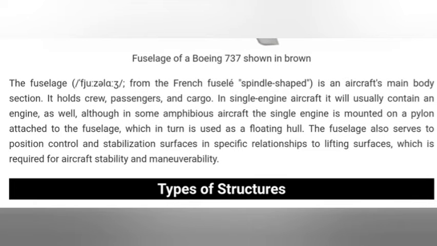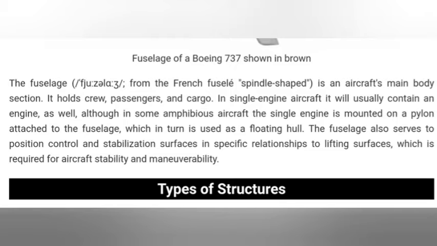The fuselage, from the French fuselier, spindle shaped, is an aircraft's main body section. It holds crew, passengers, and cargo. In single engine aircraft, it will usually contain an engine as well, although in some amphibious aircraft, the single engine is mounted on a pylon attached to the fuselage, which in turn is used as a floating hull.